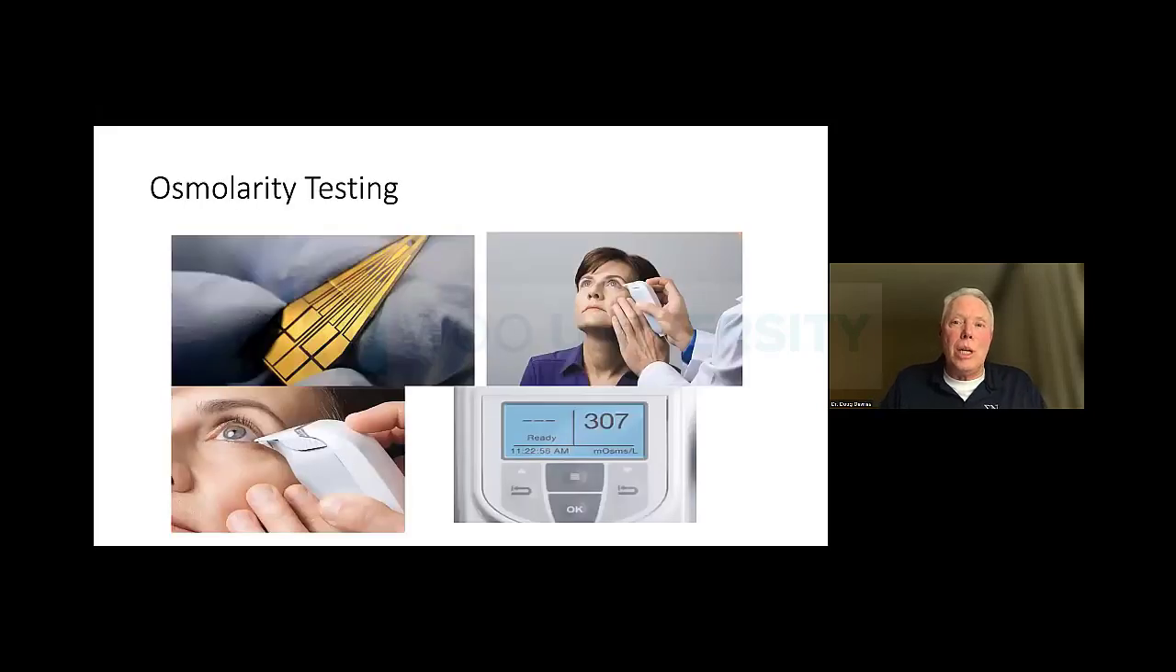So let's talk about osmolarity testing. As you saw in the definition, osmolarity testing was one of the defining features of ocular surface disease, an increase in osmolarity. In other words, we're measuring the solute concentration of an individual's tears.